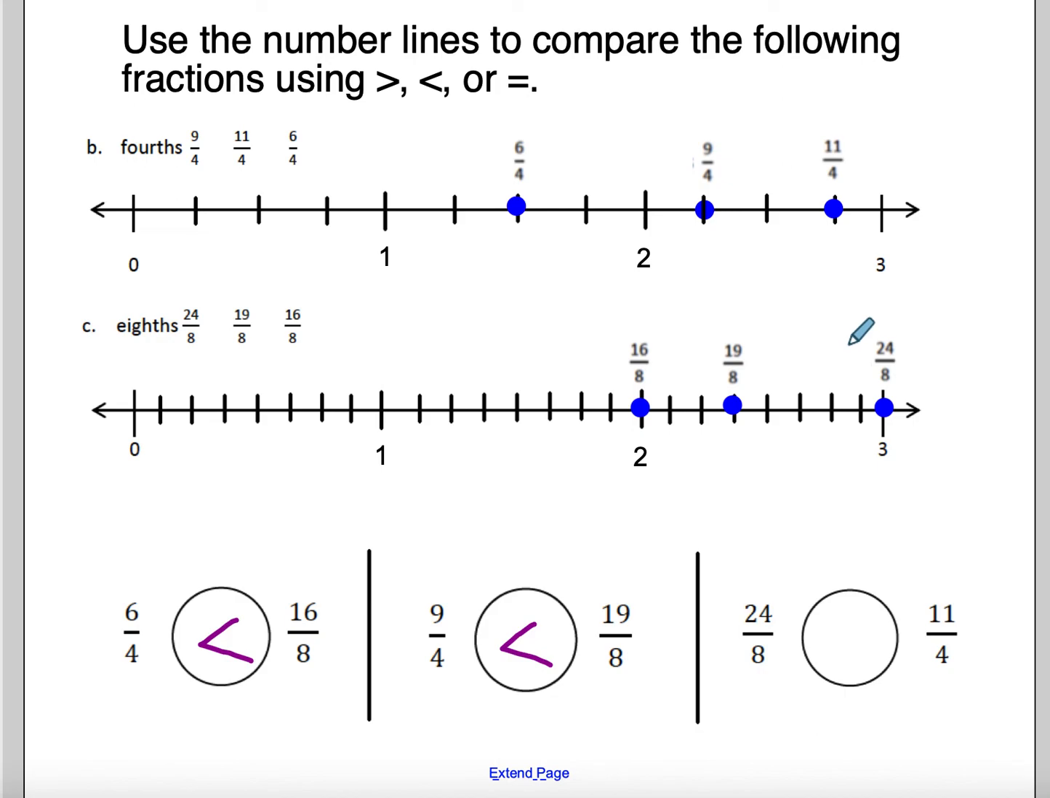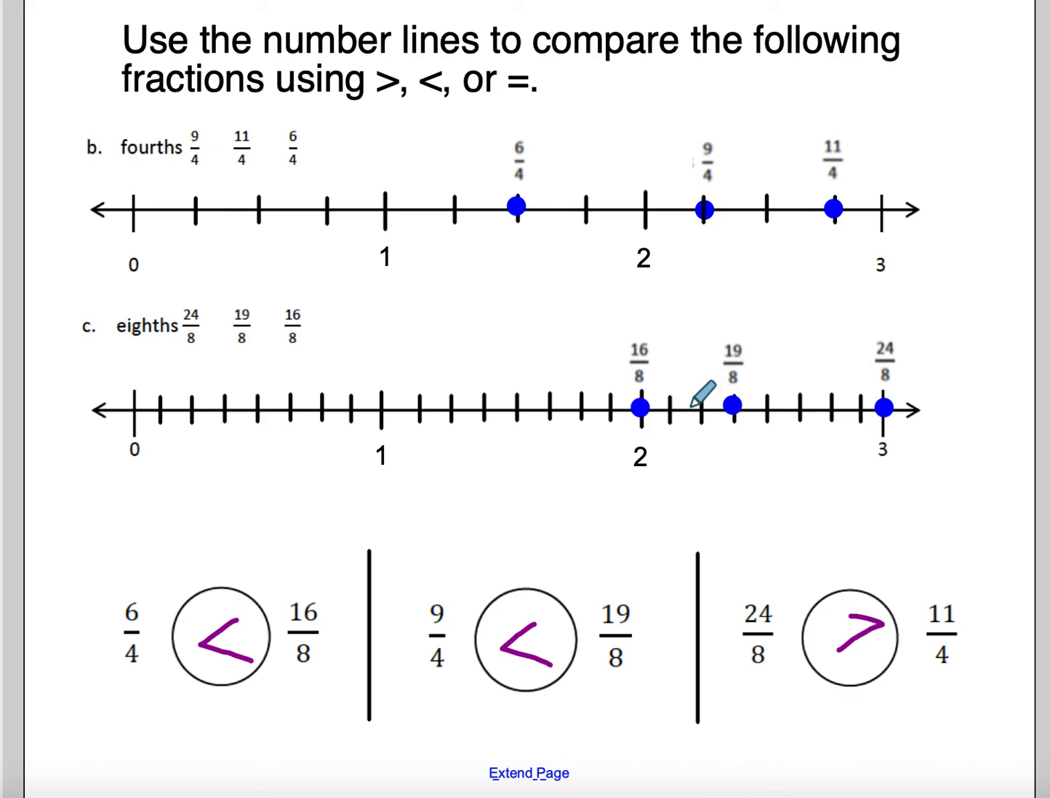So I see 11 fourths. It comes before 24 eighths. So it's actually less than, 11 fourths is less than 24 eighths. But the statement is 24 eighths is greater than, equal to, or less than 11 fourths. So what symbol would I use here? If 11 fourths is less than 24 eighths, how do I read this statement? 24 eighths is greater than 11 fourths, right? It's past 11 fourths.